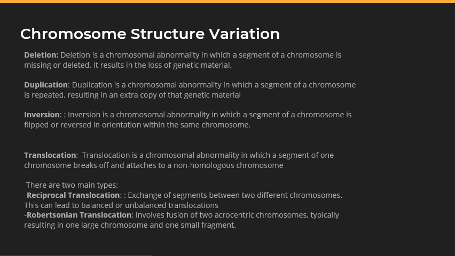So now let's move on to duplication. So by definition, duplication is a chromosomal abnormality in which a segment of a chromosome is repeated, resulting in an extra copy of that genetic material. Duplication can occur as a result of unequal crossing over during meiosis, leading to an extra copy of a chromosome segment.